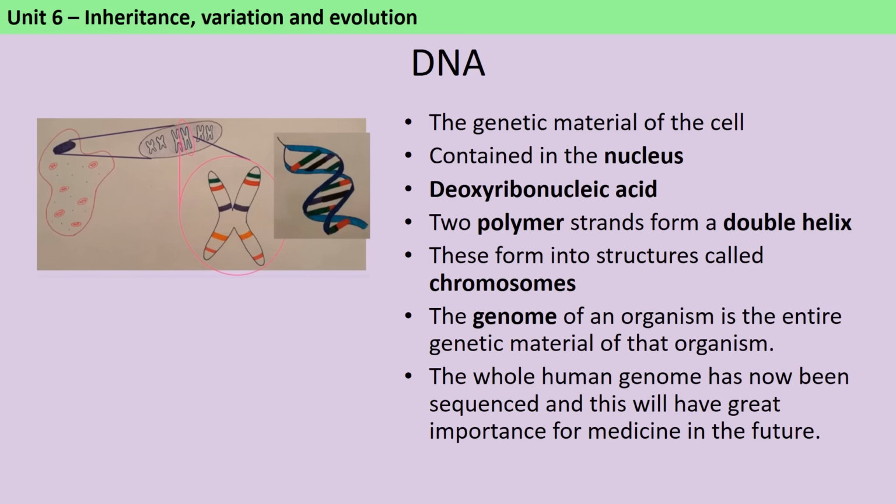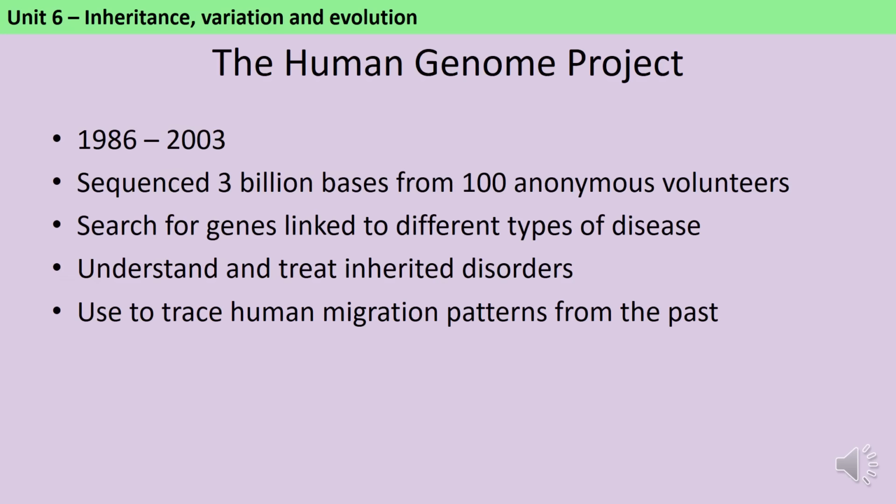When we talk about the genome of an organism, we mean the entire genetic material of that organism, the sequence of every single gene, and also the intermediate pieces of DNA that don't code for proteins. The whole human genome has now been sequenced, and this is going to have real importance for medicine in the future. The Human Genome Project was a massive undertaking by scientists in many different countries.